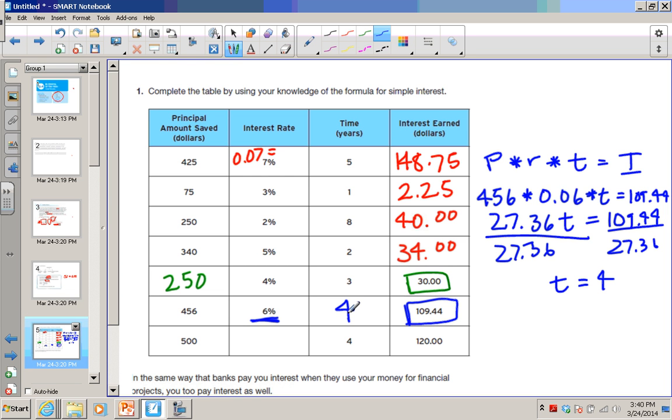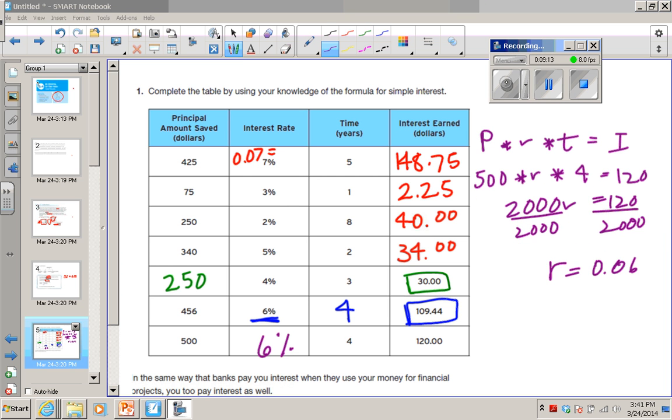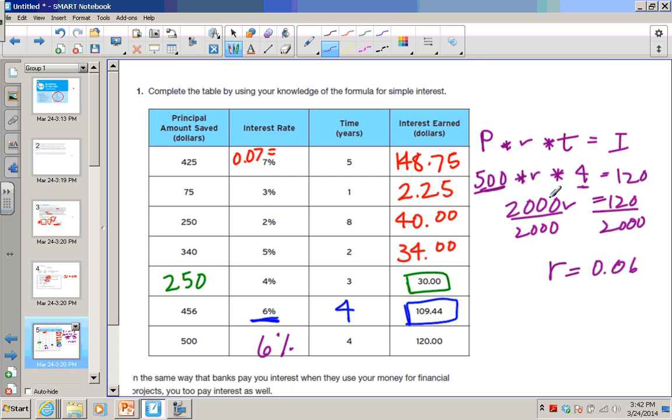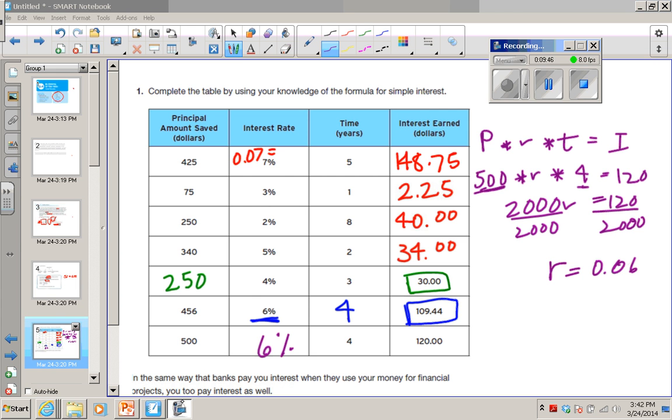I want you to try that last one and see if you can figure it out. This time they leave off the interest rate. See if you can figure that out, and then come back and make sure you've done it correctly. And there you go, there's your answer. The key with this is to figure out what you're missing, and then the commutative property of multiplication says that we can multiply these in any order and it doesn't change the answer. That's why I was able to do the 500 times 4 to get 2,000, and then 2,000 times r is just 2,000r, which is what I wrote right here. Then when you divide those, that gives you the 0.06, which is 6%.